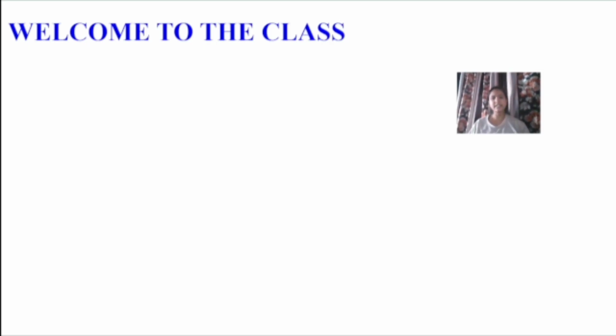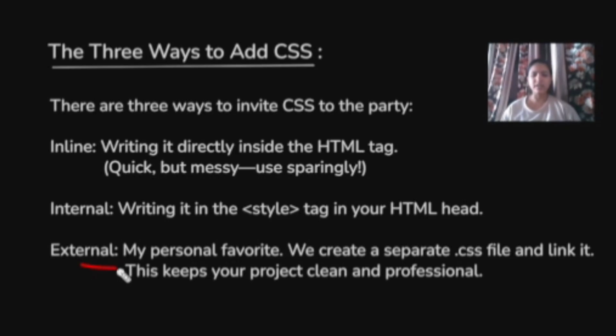We understand next is external. Third is external. We create a separate CSS file and link it. First we create the CSS file using the extension .css, and then link it to the HTML file. This keeps your project clean and professional, like many developers, all developers create a separate file and link and use it, not inline and internal.